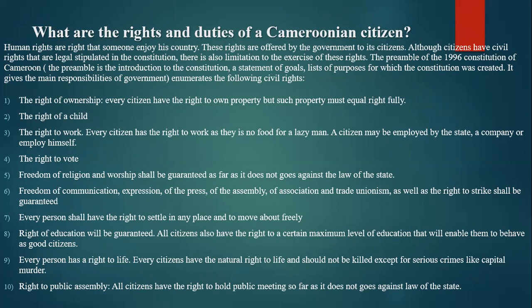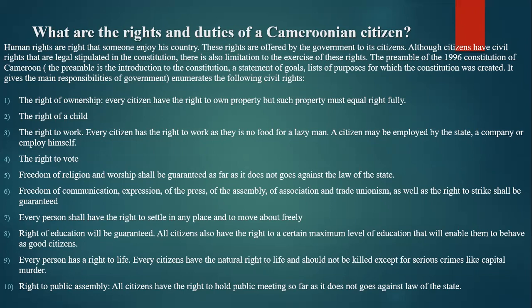The preamble of the 1996 Constitution of Cameroon, what do you understand by the preamble? The preamble is the introduction to the Constitution, a statement of goals, list of purposes for which the Constitution was created. It gives the main responsibility of the government. Now, this preamble of the 1996 Constitution enumerates the following civic rights. You have the right to ownership. Every citizen has the right to own property, but such property must be acquired rightfully.